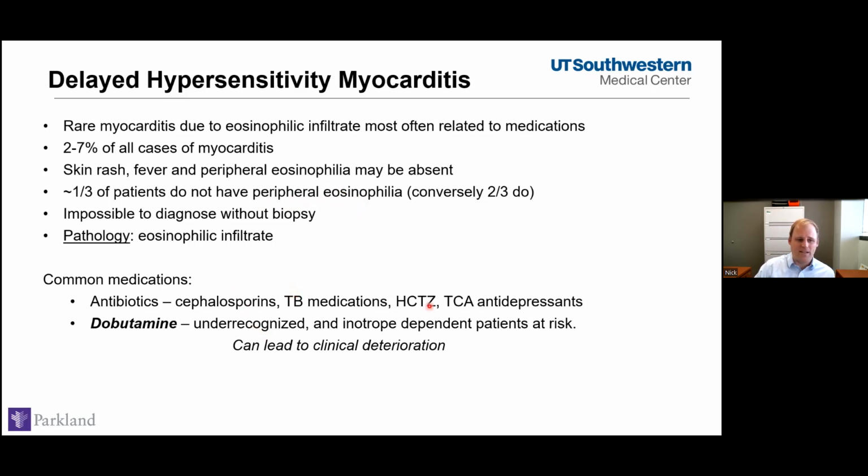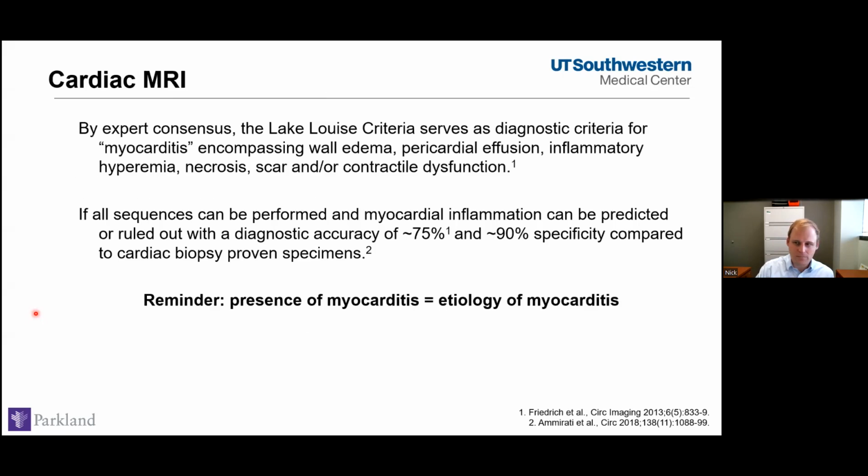So antibiotics, HCTZ, some of the antidepressants can do it. And for those of us in heart failure transplant, dobutamine is often an under-recognized cause of some sort of myocarditis in these patients. And so for our patients that are inotrope dependent, if you notice a rise in eosinophil count for those patients, you may need to investigate that, because that can ultimately lead to clinical deterioration and quite a bit of confusion about what's going on with the patients there.